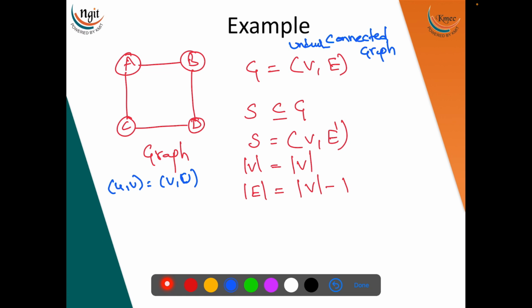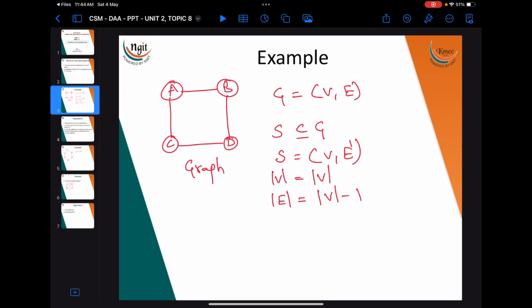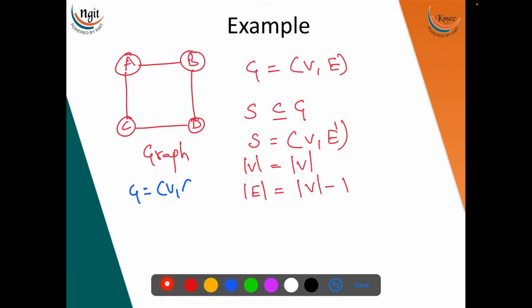Now this is the graph G. G is equal to (V, E). S is a spanning tree and it is a subgraph of G. S is equal to (V, E'). V is the number of vertices in the spanning tree. It is always equal to the number of vertices in the graph. How many vertices can I see over here? If G equals (V, E), the V value over here is 4: A, B, C, D, a total of 4 vertices in the graph G.